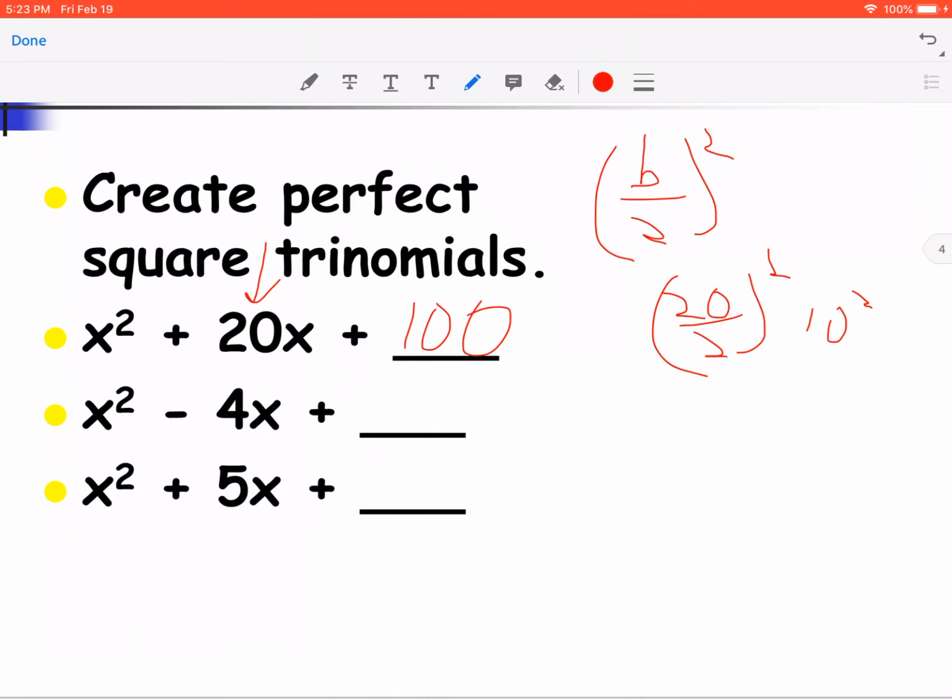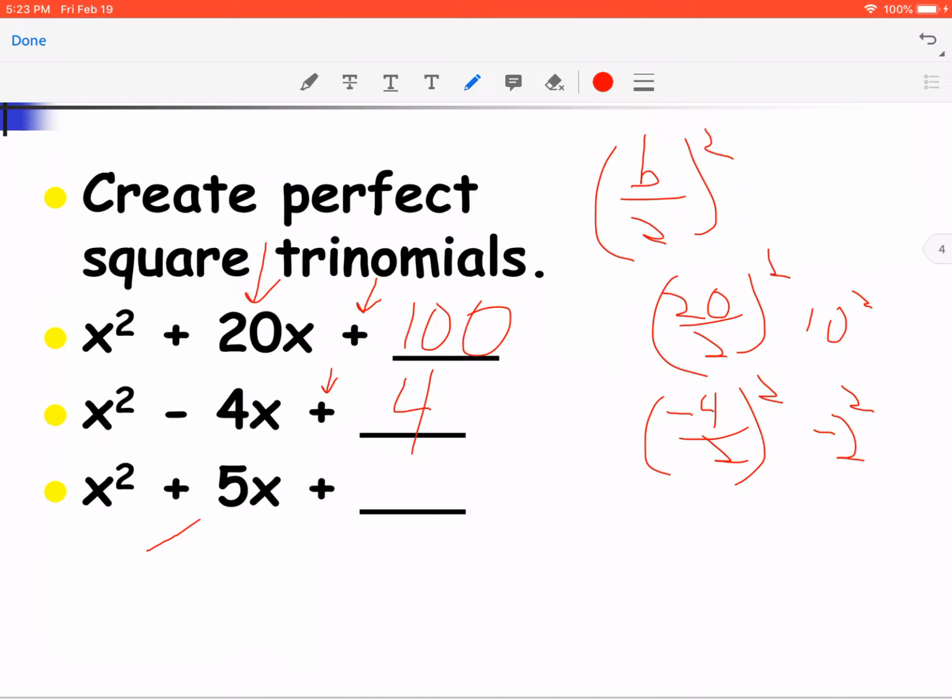Look at number 2. It doesn't matter if it's negative. b is negative 4 in this example. Negative 4 divided by 2 is a negative 2. What is a negative 2 squared? That's negative 2 times negative 2. It's always positive. Notice these signs here are always positive.